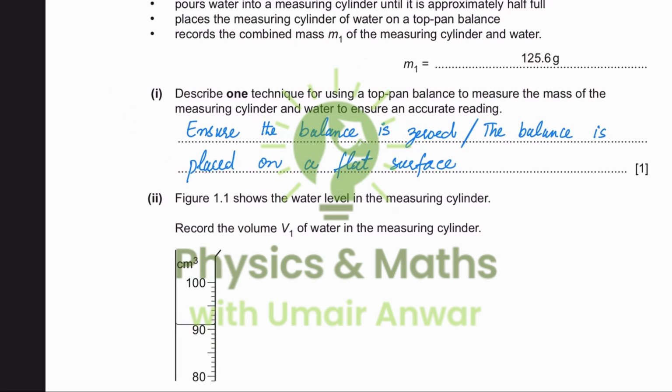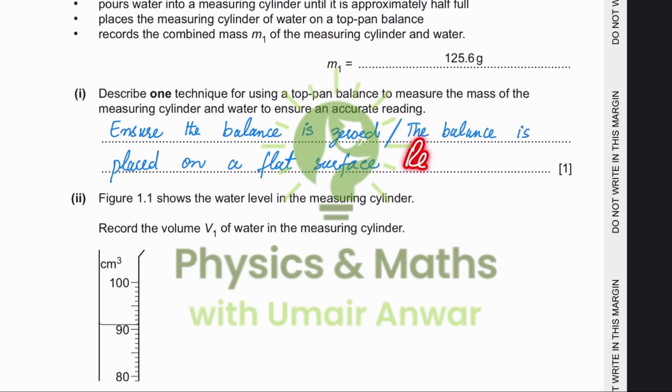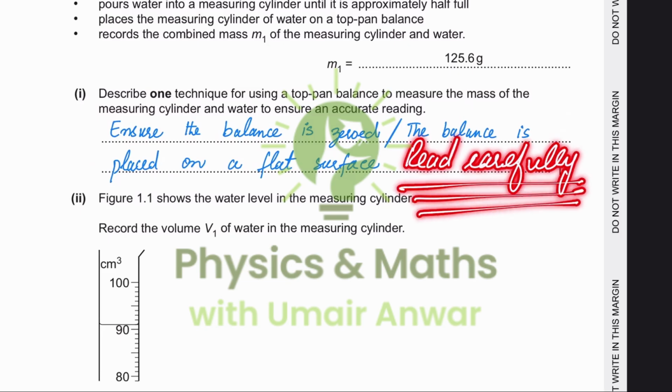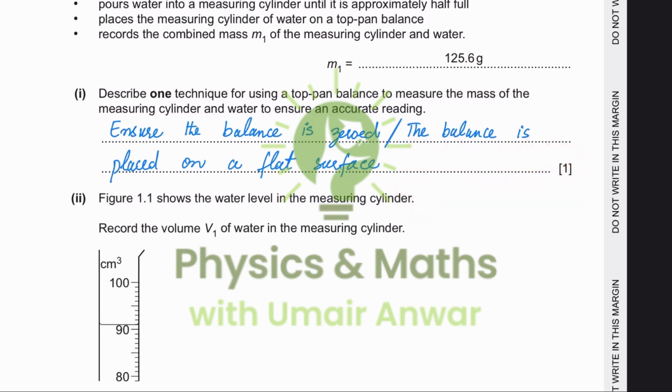Now, which answers to avoid writing? If a student is going to write an answer like read the reading carefully, this is something which is a vague answer, and it is not going to score any marks. So whenever the examiner is asking about a technique for using a particular instrument, the technique to be written must be specific, and more importantly, it should be actionable.